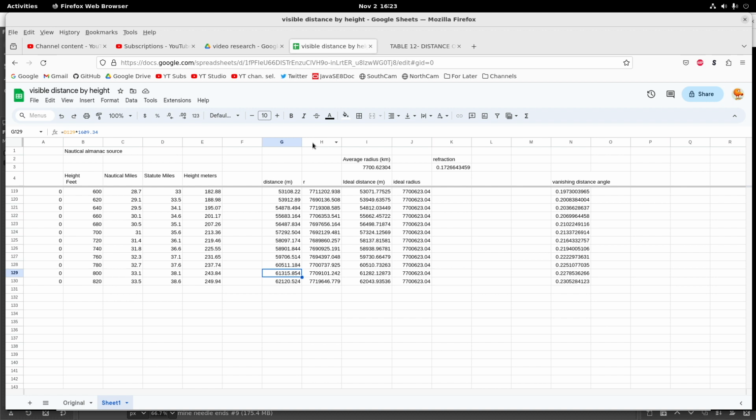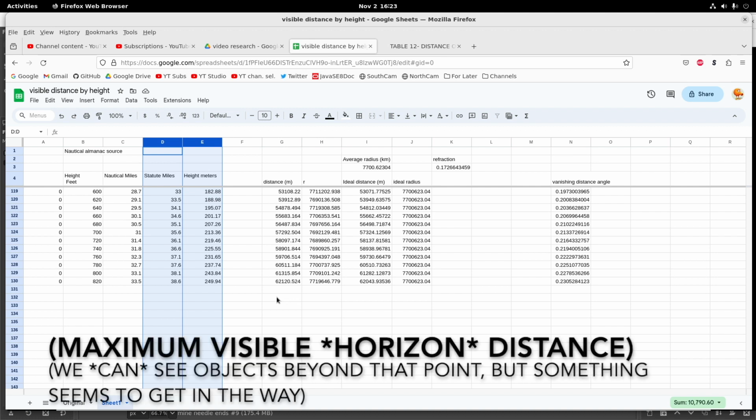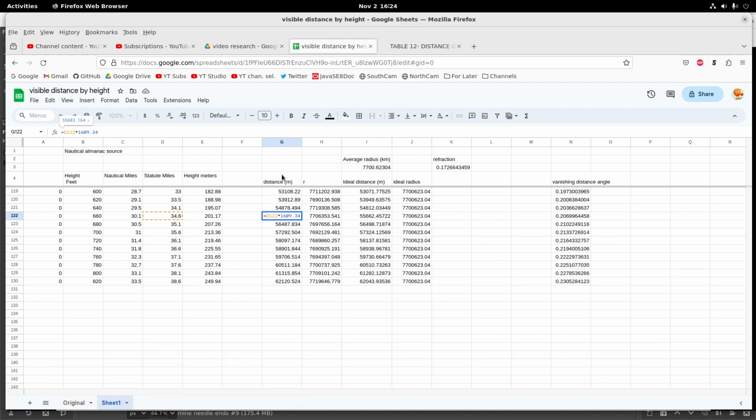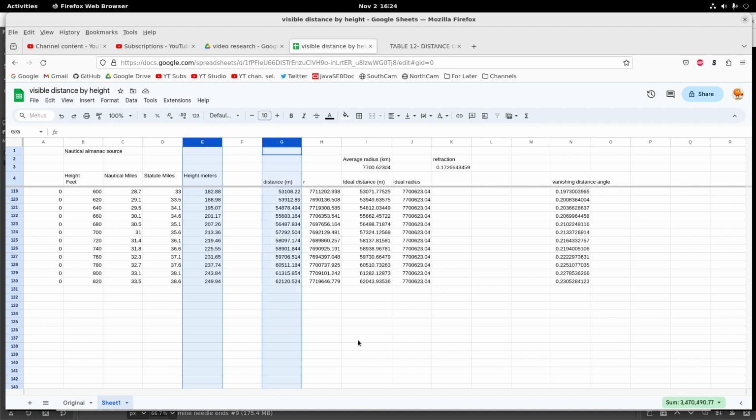So the point of this exercise was to see if I could use the well-established and published maximum visible distance as expressed in statute miles. I converted the statute miles to meters in this case so that I could use the height in meters with the distance visible in meters and see if I could calculate a radius.